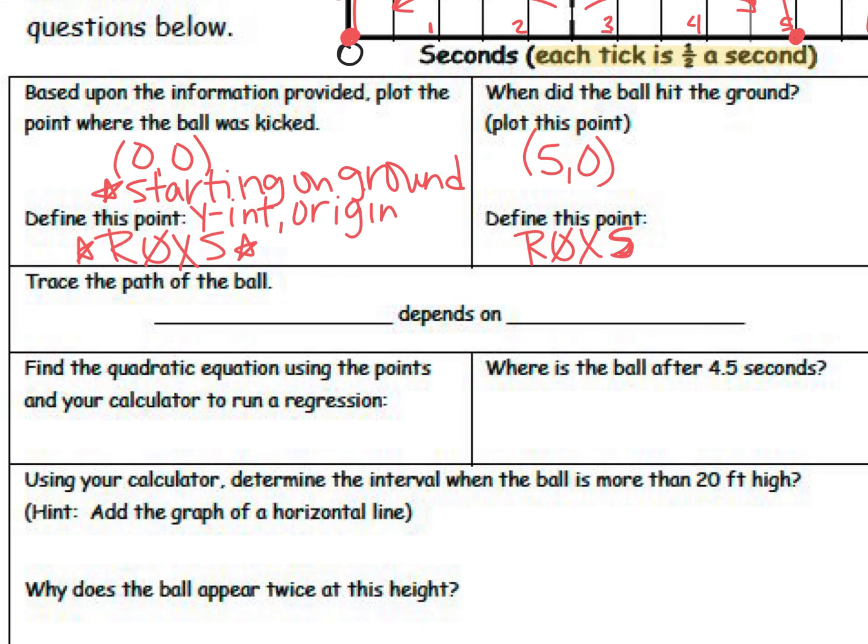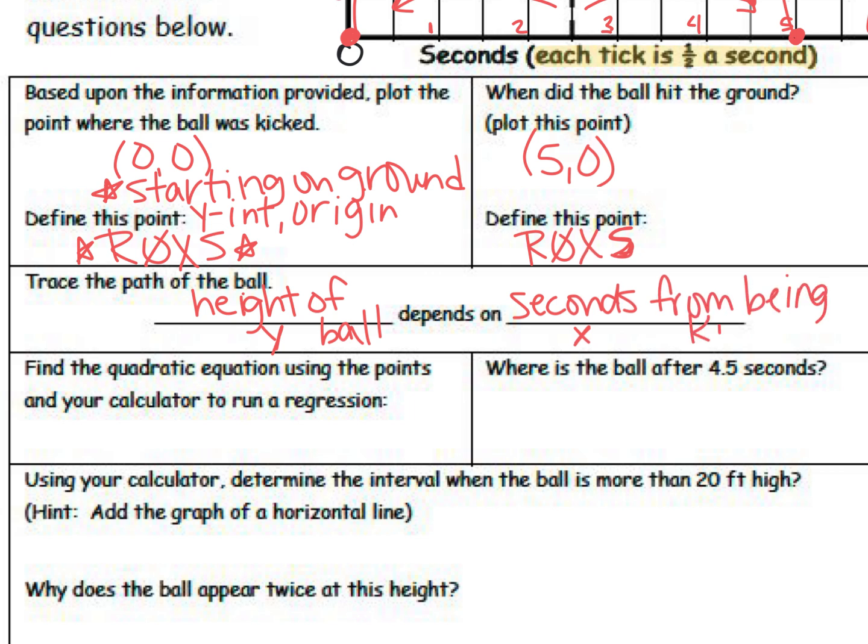So when we talk about the path of the ball, your y variable always depends on our x variable because our y variable is dependent. So our y variable was height. So the height of the ball depends on the seconds from being kicked. Okay?